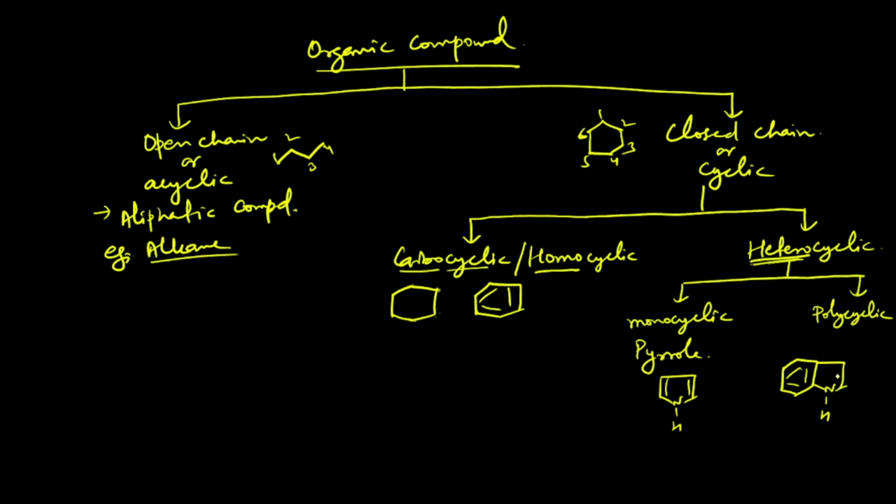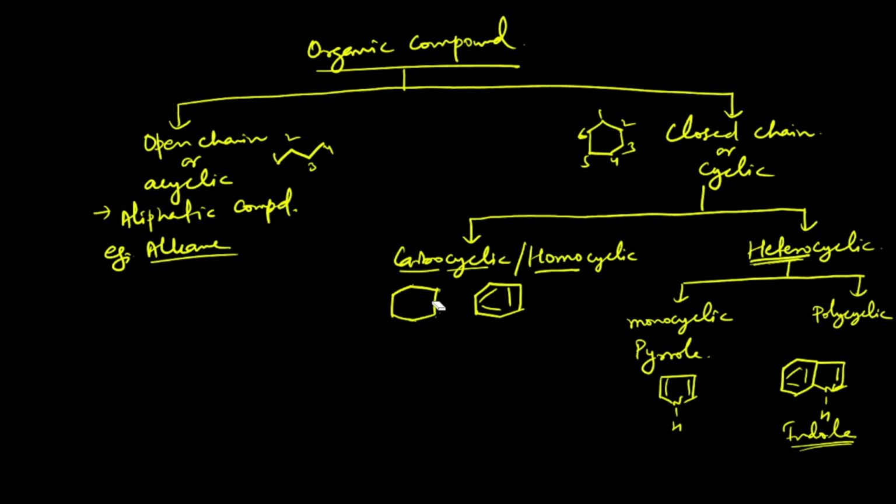Here I will put, sorry, here I will put a double bond. So here, see, this is indole. Okay, so indole, isoquinoline, quinoline, these all are your polycyclic. And see, this nitrogen is one atom other than carbon, correct? So that's why we say that it is a heterocyclic ring.